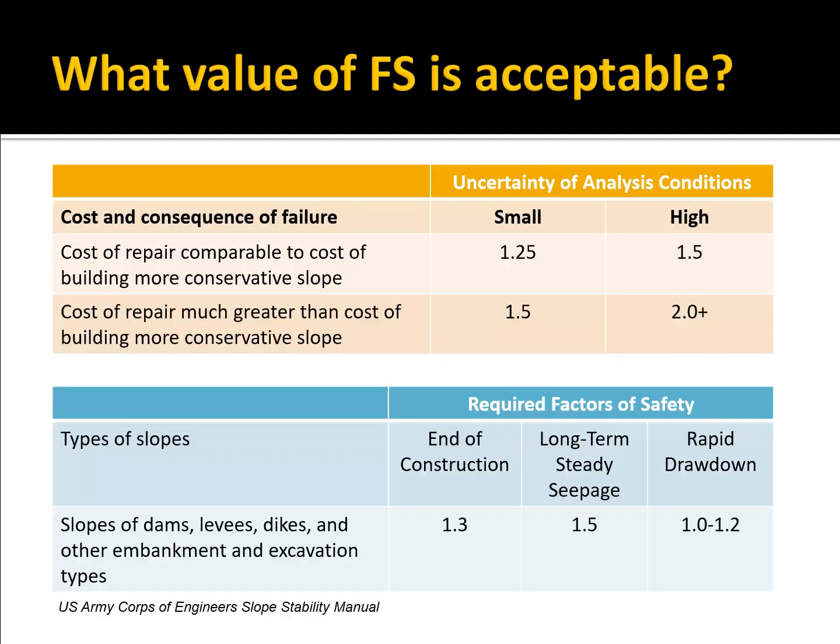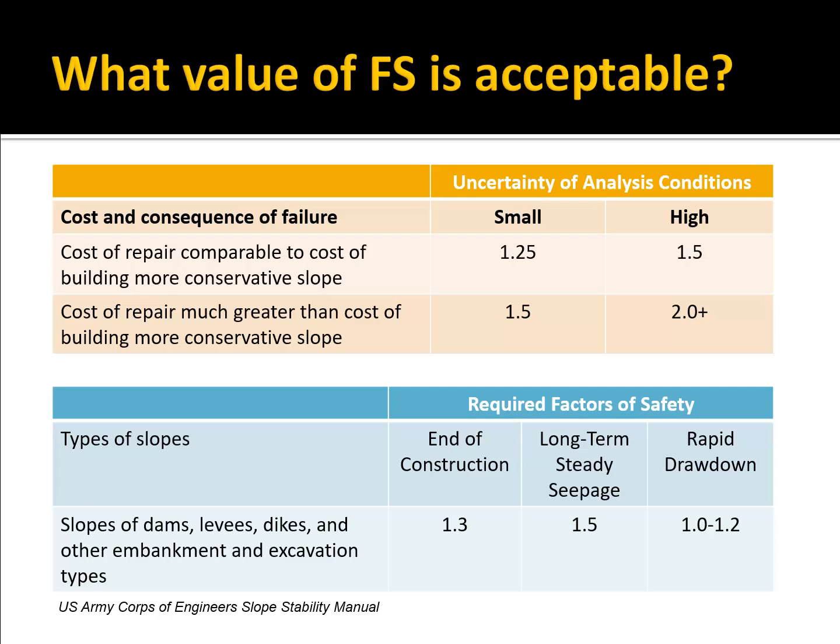Well, there are some guidelines on factors of safety to use. And this chart is from the U.S. Army Corps of Engineers Slope Stability Method. Up at the top, there are guidelines regarding a range of factor of safety to use in a number of different circumstances. The first line is where the cost of repair is comparable to the cost of building a more conservative slope. Meaning, if it fails, it'll be expensive, but maybe not catastrophic. In that case, the factor of safety you could consider would be between 1.25 and 1.5, depending on how certain you are about the analysis conditions.